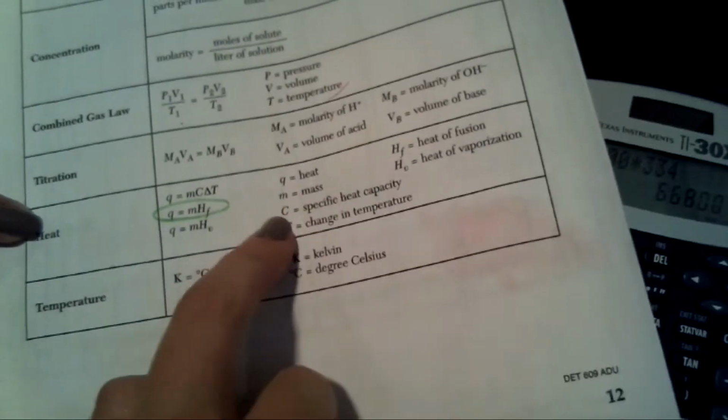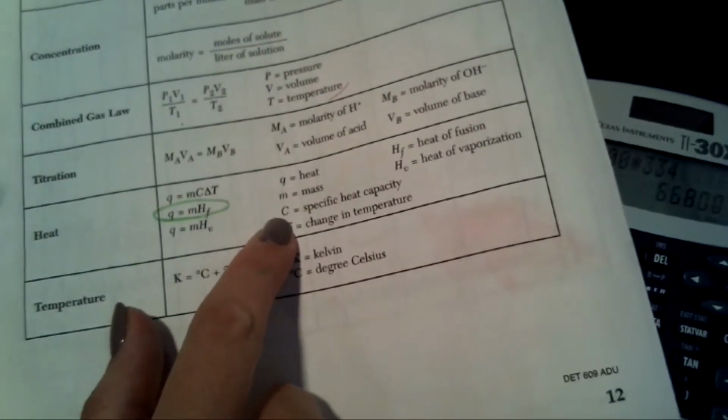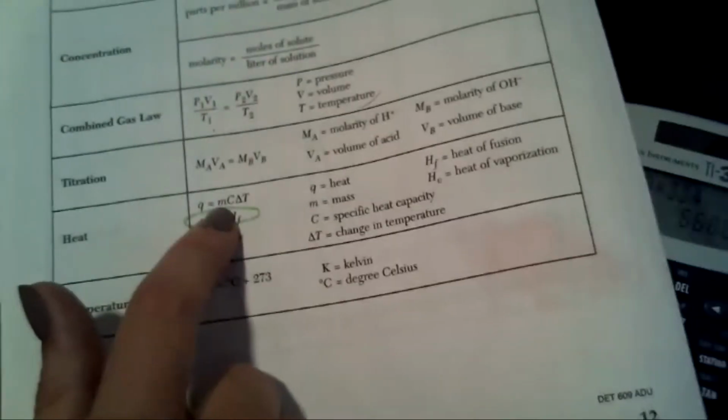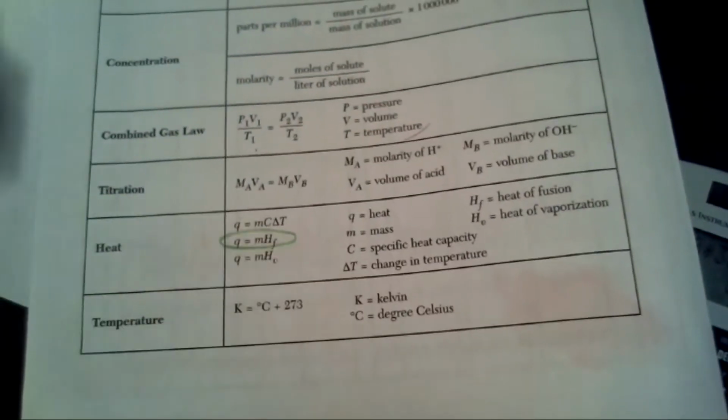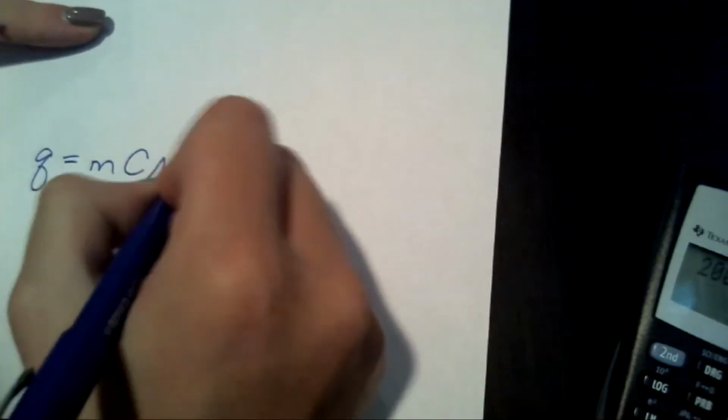Specific heat capacity is variable C, which means I'm going to use the equation that has variable C. Q equals MC delta T. Some of you may know it as MCAT. That's fine. No difference. The math comes out the same. So I'm going to do Q equals MC delta T.